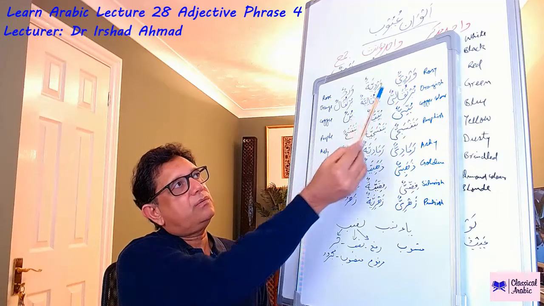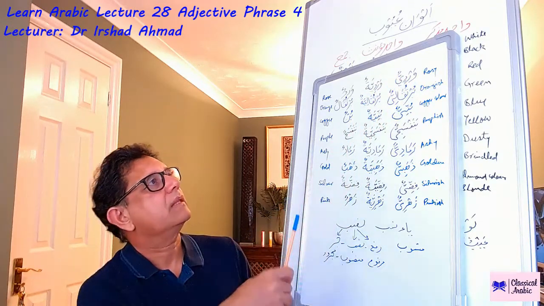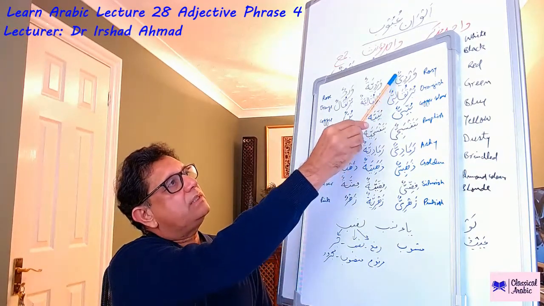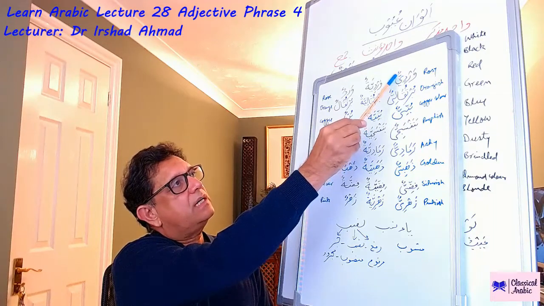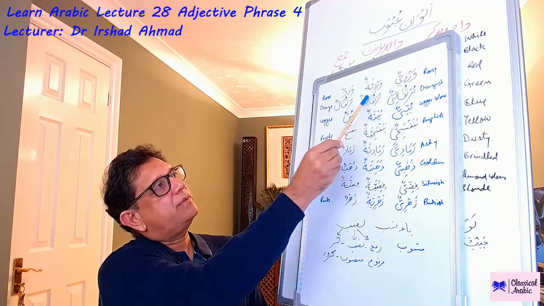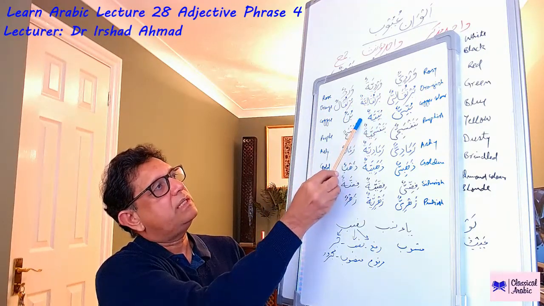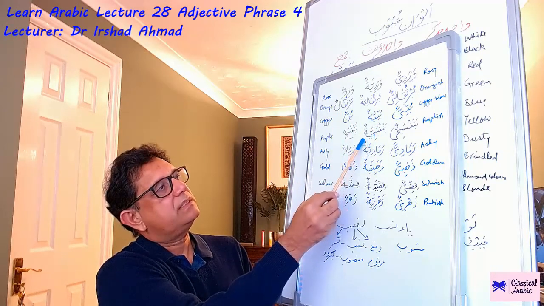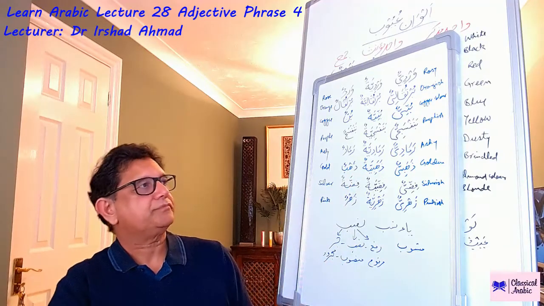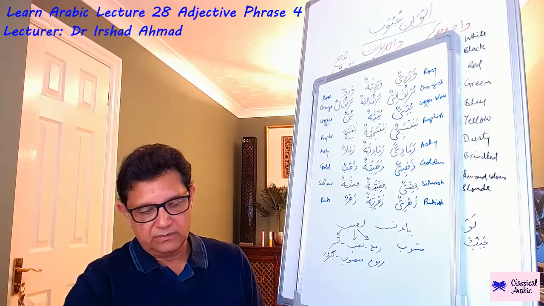So we know the rule how to make muannas from muzakkar, especially in sifa words. All we do is we give this last letter fatha and then add ta marbuta. So that becomes wardiyatun, burtukaliyatun, bunniyatun, banafsajiyatun, ramadiyatun, and so on. So we've got separate muzakkar and muannas for these.